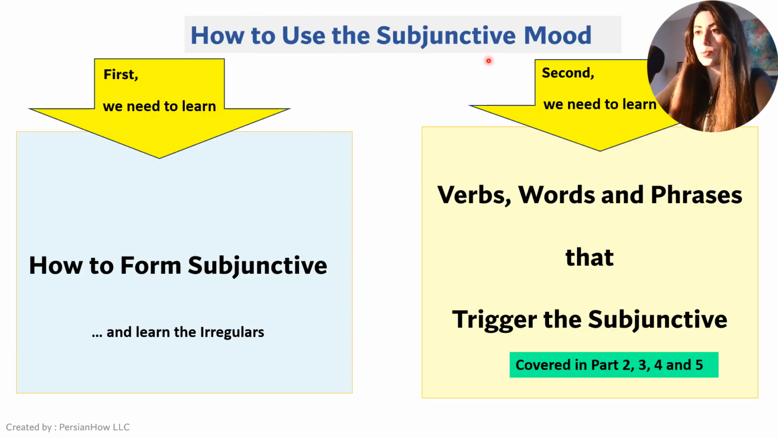How to use the subjunctive mood? Well, first we need to learn how to form it, meaning the formula, and then we need to learn the irregulars. After that, we need to learn about the elements that trigger the subjunctive. But this is very extensively covered in the other parts. In this lesson, I'm just going to give you a very brief explanation about it. So we are going to start by learning about the formula first.